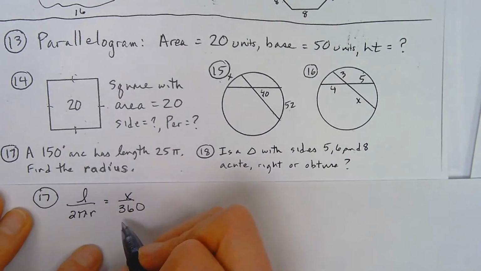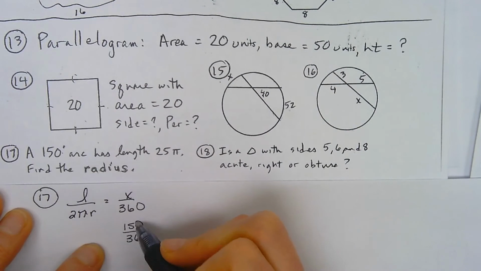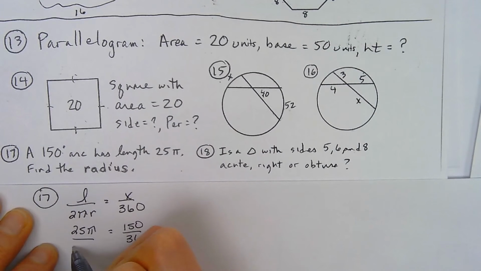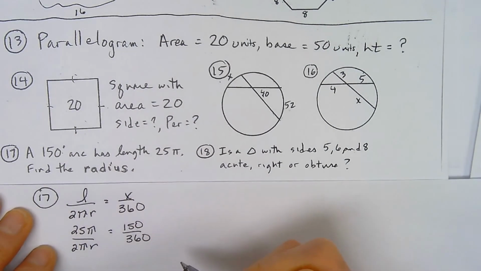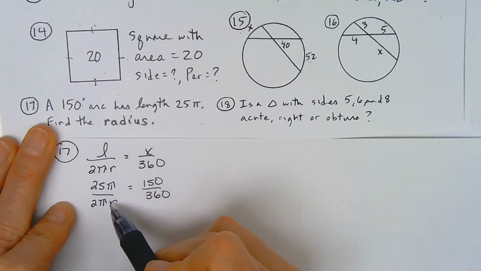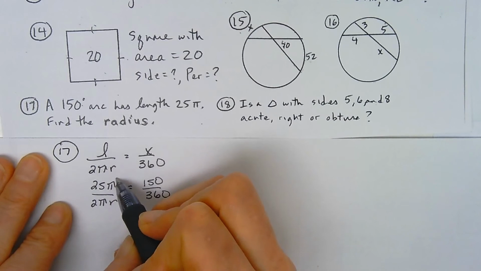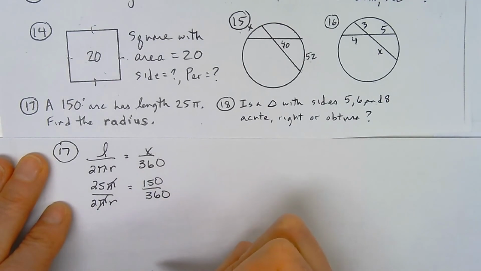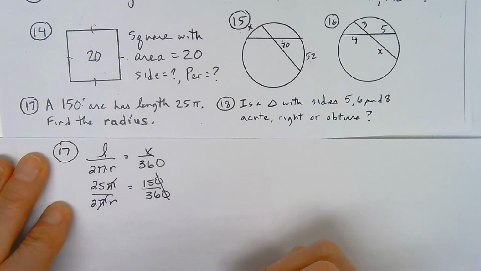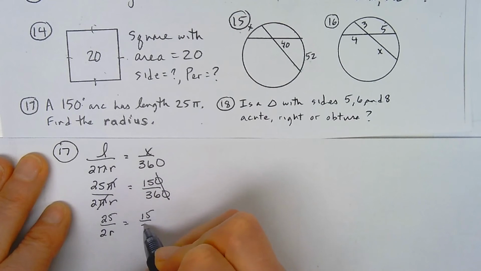So what are we given? We're given 150 over 360. This degrees goes here. And the length of the arc goes here over the circumference. And we're going to simplify a little bit before we cross multiply to solve for the radius. So let's cross multiply after we simplify. Let's get rid of the pi's. Those can cancel. We can cancel those zeros, divide both of those by 10. So we get 25 over 2r equals 15 over 36.